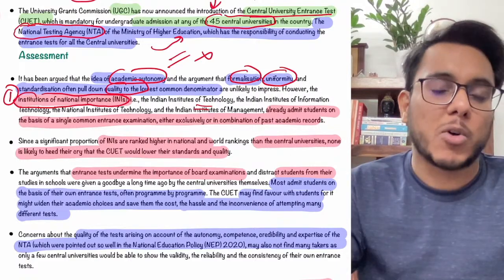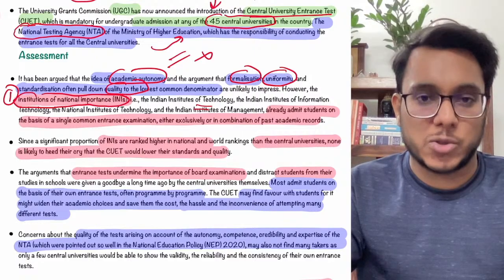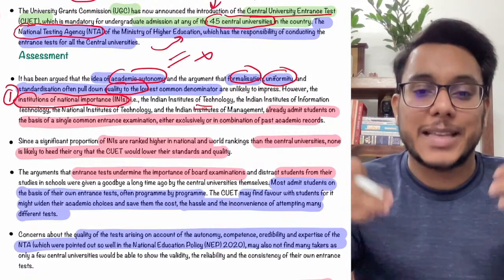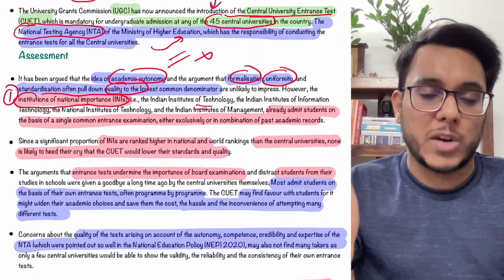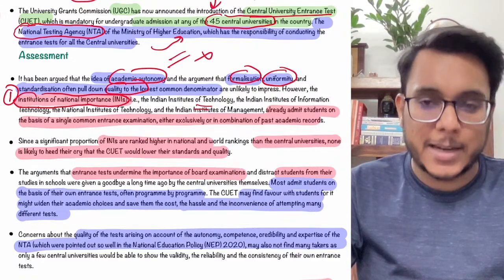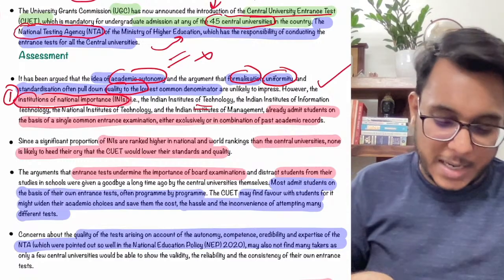So if they have a common test and their education level has not gone down, then how can you say that if those 45 universities have a common test, their quality of education will go down? It is a baseless argument, as suggested by this particular article.